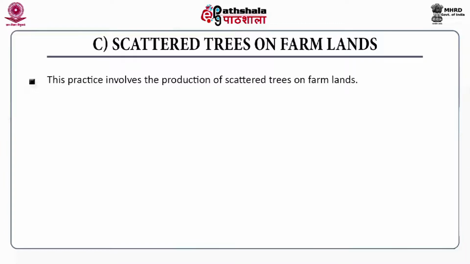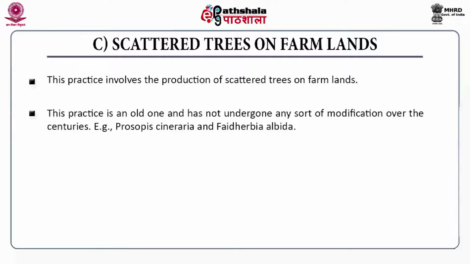Next comes the scattered trees on farmlands. This practice involves the production of scattered trees on farmlands. This is also an old age practice and it has not undergone any sort of modification over the centuries. For example, Prosopis cineraria and Faidherbia albida.